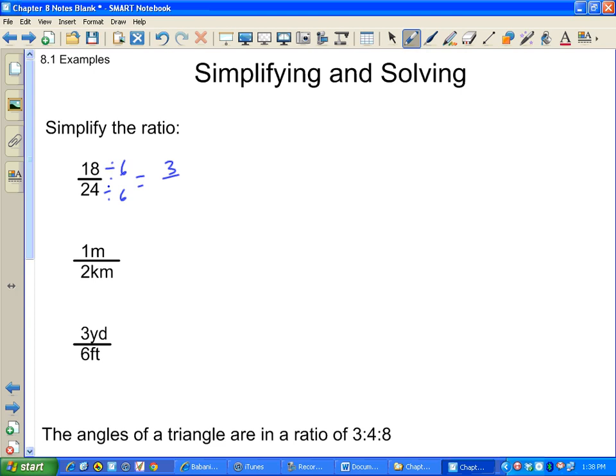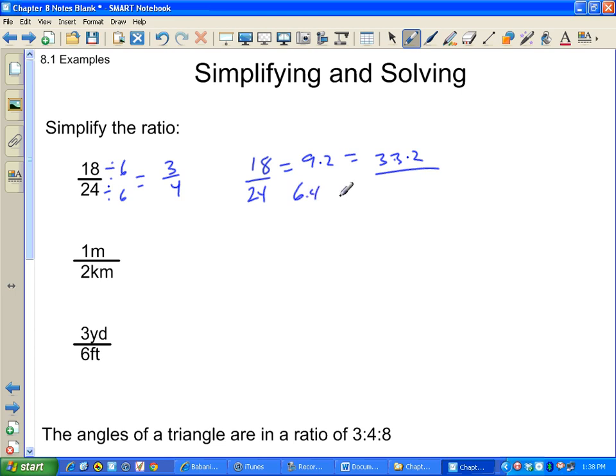Okay, which means I'll have 3/4. So another way you could do this is just to write out the factorization of each number. 18 is really 9 times 2. 9 is 3 times 3 times 2. So it's kind of like when we break down radicals.